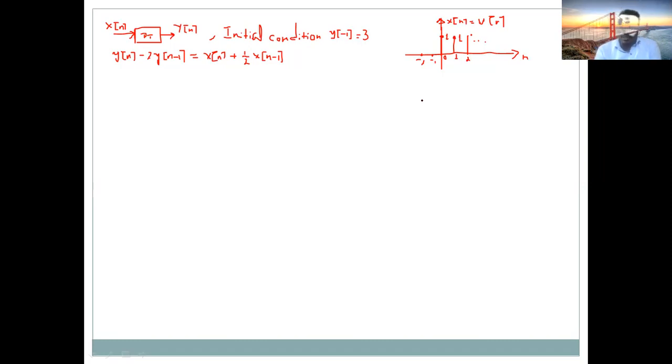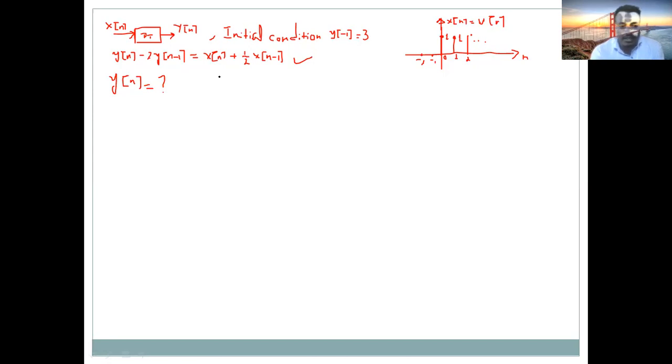We are asked to determine the response, the output of this system. What is y of n? That is the question. So that's why this equation is important. You know, using convolution, with the impulse response and input given, you can find the output. Similarly here, from the difference equation, you can calculate the output of a discrete time system.